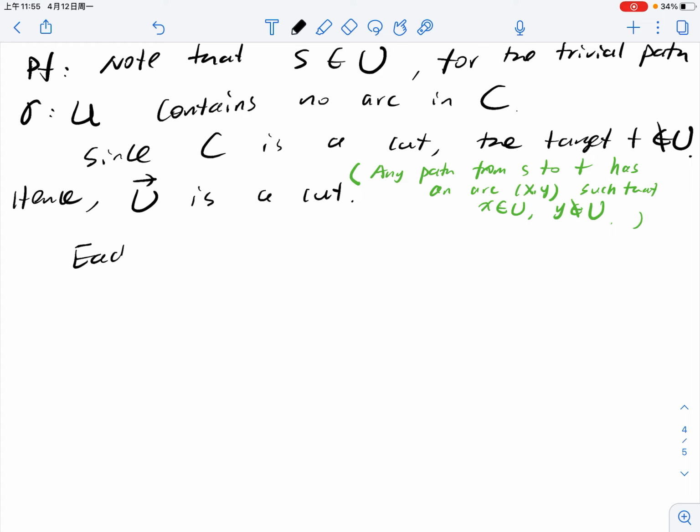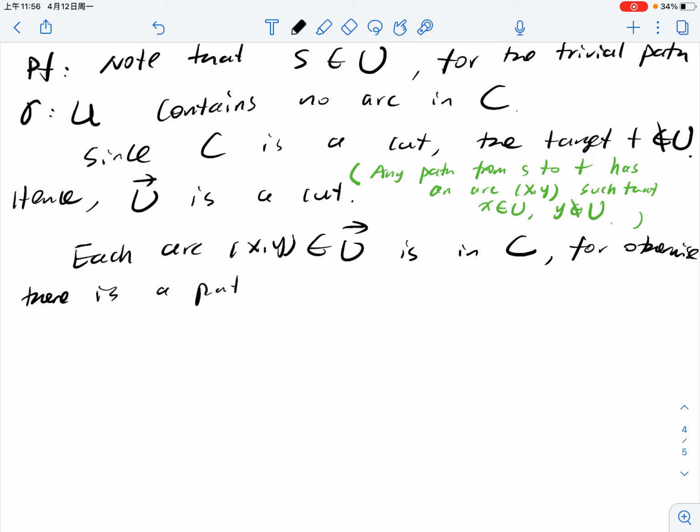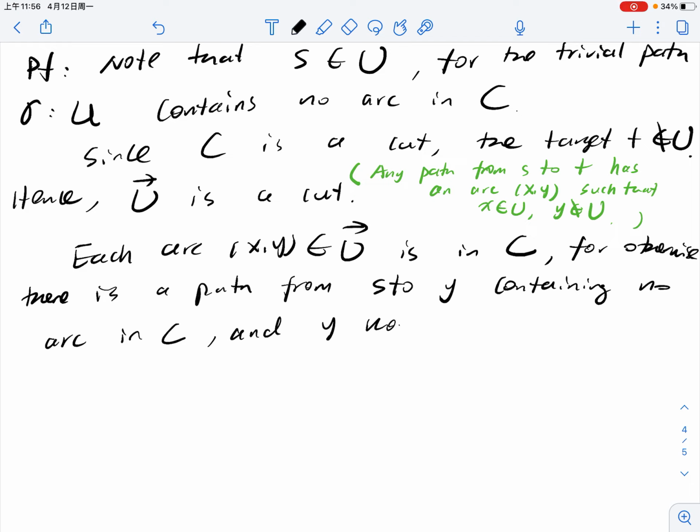Okay, next, each arc xy in U right arrow is in C. For otherwise, there is a path from S to Y containing no arc in C, and Y would be in U, which is a contradiction.